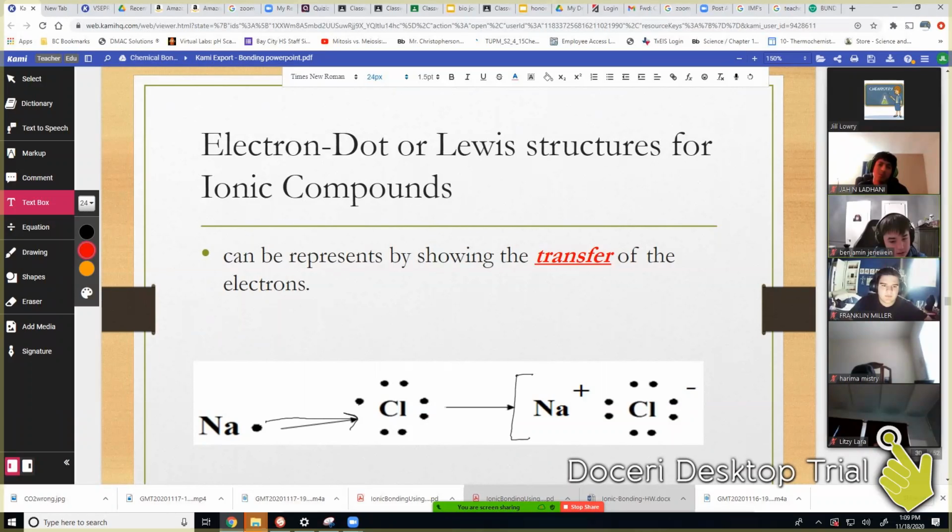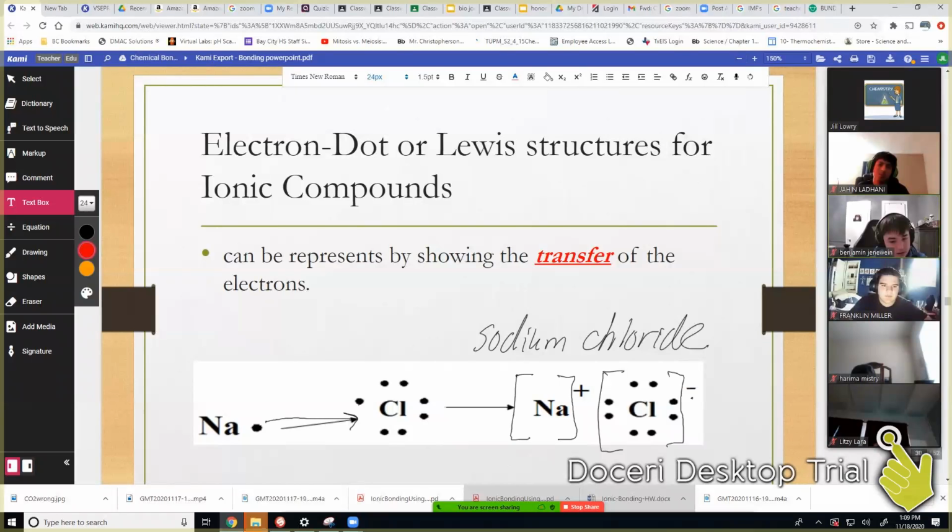Once they have lost or gained electrons, they're going to have a charge. These ions should be in brackets, and the charge should be on the outside of the bracket. Since sodium lost 1 electron, it ended up with a +1 charge. Since chlorine gained 1 electron, it ended up with a -1 charge. So this would be sodium chloride, the name of that.